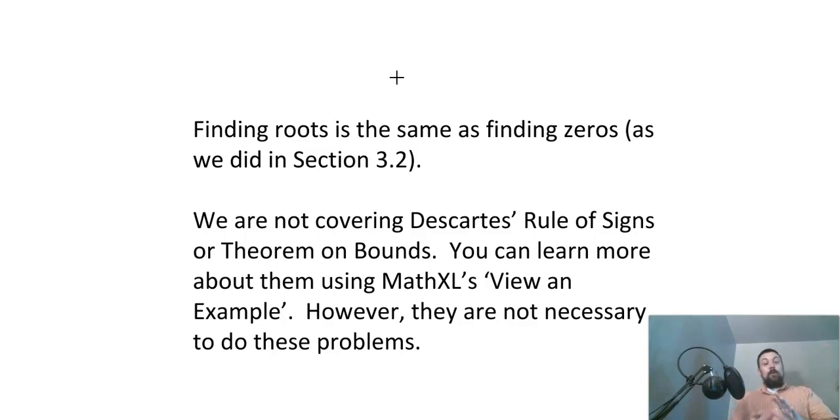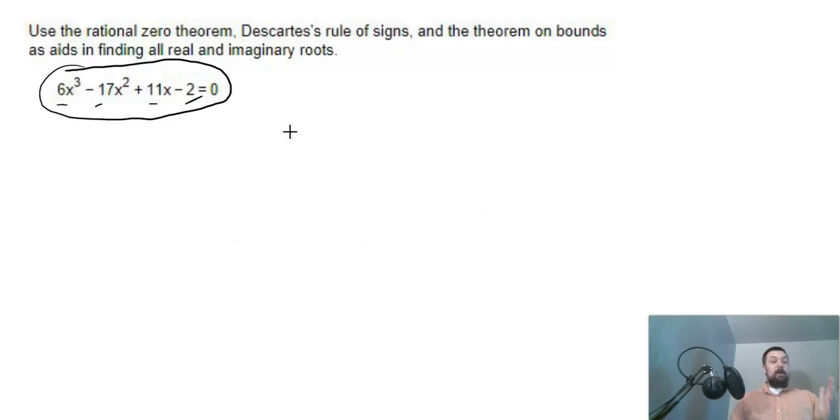Anyways, you'll see those mentioned in the directions. Just ignore them. You don't need them to do these problems. So don't worry. You're not missing any essential information. You can just do these problems using P's and Q's, right? So notice it's up here. Descartes' rule of signs, theorem on bounds. Don't worry about those. We're going to use the rational zero theorem to help us find all the real and imaginary roots to this problem. So this is just like what we were doing in 3.2.